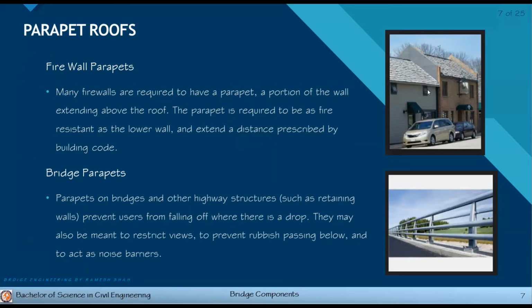So next is bridge parapets. Parapets on bridges and other highway structures, such as retaining walls, prevent users from falling off where there is a drop. They may also be meant to restrict views, to prevent rubbish being pushed below, and to act as a noise barrier. So we have different kinds naman ng mga bridge parapets. The concern is for the users na dili mahulog. Imagine mo pud walay mga something parapet sa gilid sa bridge. It is very dangerous.